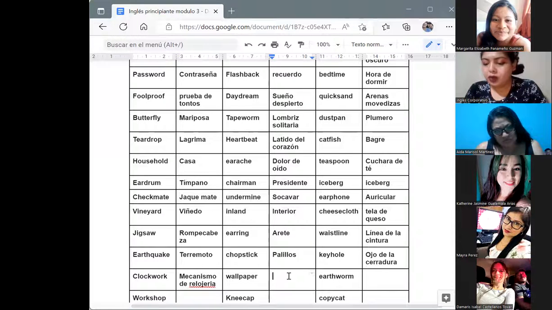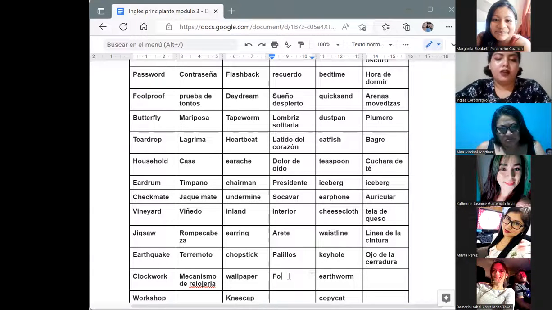Wallpaper. Fondo de pantalla. Yes, es el fondo de la pantalla y también le llamamos papel tapiz. Fondo de pantalla o papel tapiz.